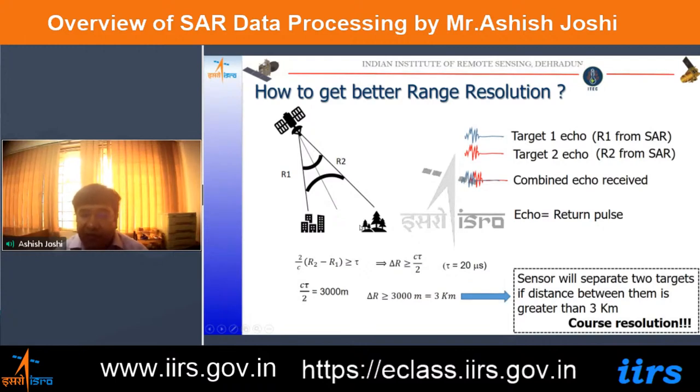So how to get a fine resolution? If we use electromagnetic radiation of 20 microseconds, then delta R is given as 3 kilometers. Means the range resolution is 3 kilometers. Then the sensor will separate these two targets only if the distance between them is greater than 3 kilometers, which is a very coarse resolution. So this is a problem. Then how to solve this?